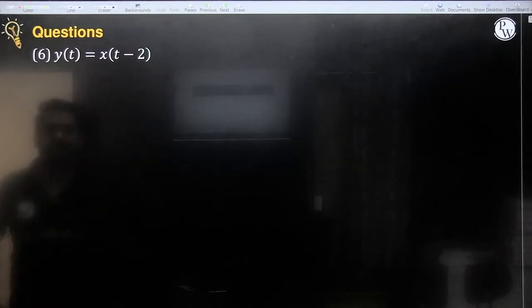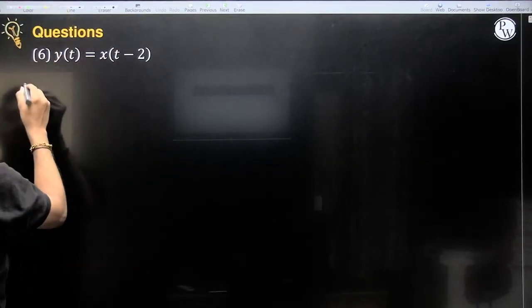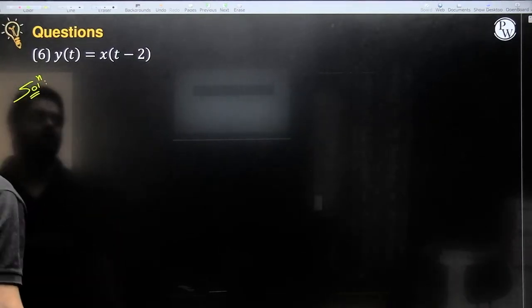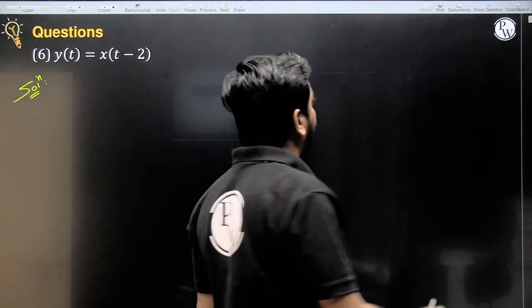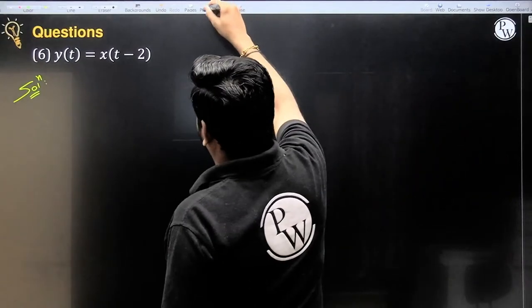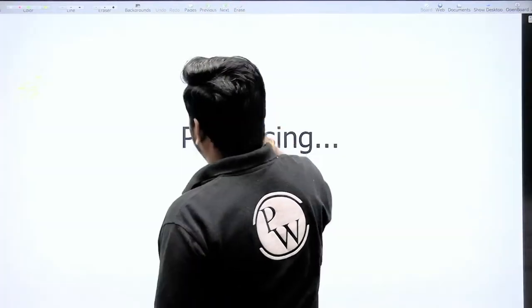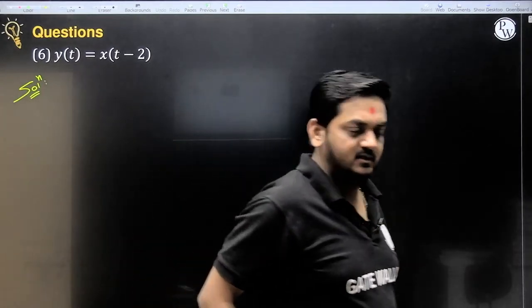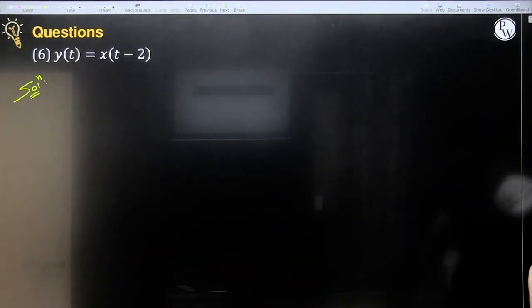Now this delay, x of t minus 2, tell me whether this is a causal or non-causal system. Tell me in the comment box, all of you. If the input is delayed by certain seconds, then will the system be causal or non-causal?